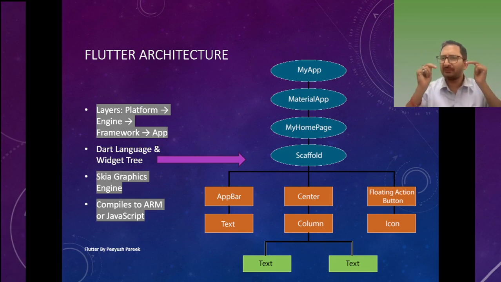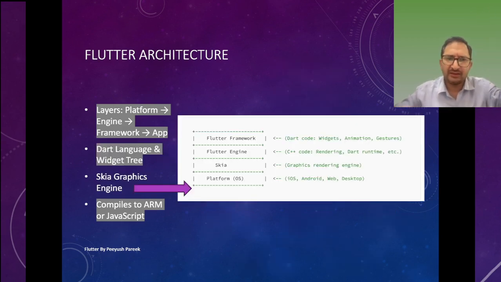Then we have the MaterialApp, then the home page, then the Scaffold. Scaffold has the app bar, center, column, icon, and the column has the text. Then we have the Skia graphics engine, which is the combination of the platform and Skia engine for rendering the graphics. Then the Flutter engine, and last comes the Flutter framework. How is this compiled? The Flutter API sits at the top. It compiles into Dart code, and from the Dart code it generates the native code for Android, iOS, desktop, and so on.